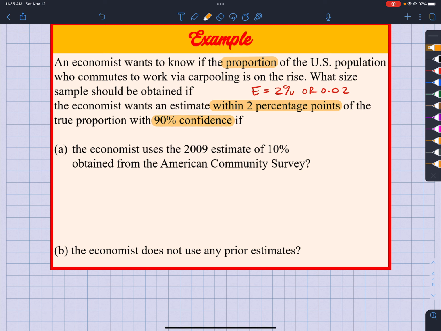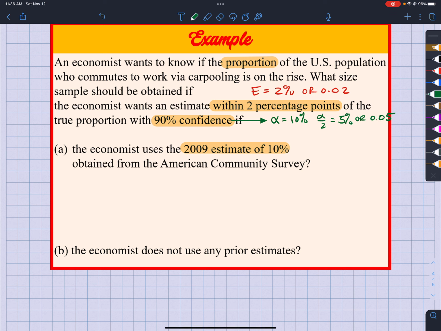Now, part A says the economist uses the 2009 estimate of 10%, obtained from the American Community Survey. So what does this tell me? First of all, the 90% confidence tells me that alpha, the leftover, will be 10%. So therefore, alpha divided by 2 is equal to 5%, or 0.05.